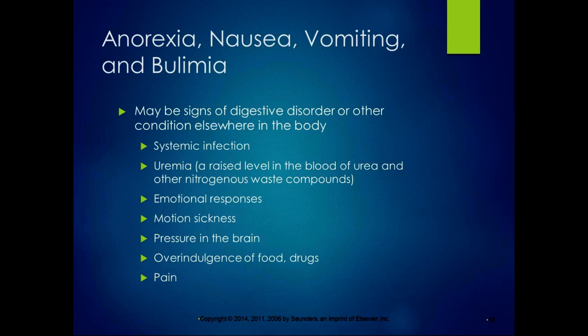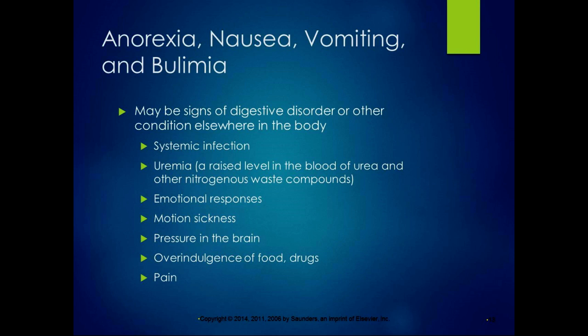So anorexia, nausea, vomiting, and bulimia can all be signs of digestive disorder or conditions elsewhere in the body. So it's not just digestive disorder that causes these things. It can be a systemic infection, uremia, which is a raised level of blood urea and other nitrogenous waste compounds. Emotional responses can cause these things. Motion sickness, as a landlubber, I can attest to that. When I think about boats, I think about number 3 on the list there.